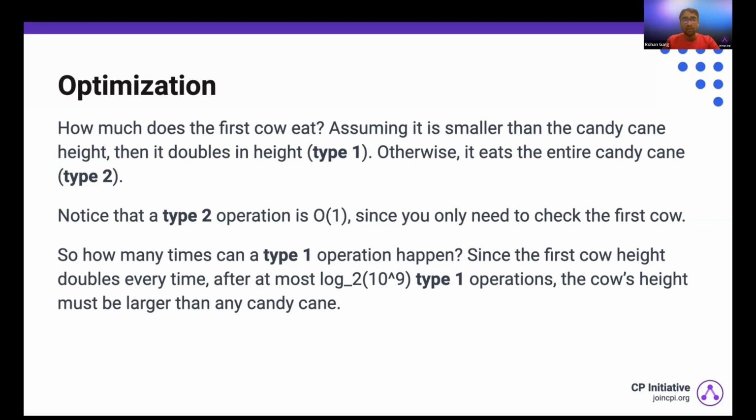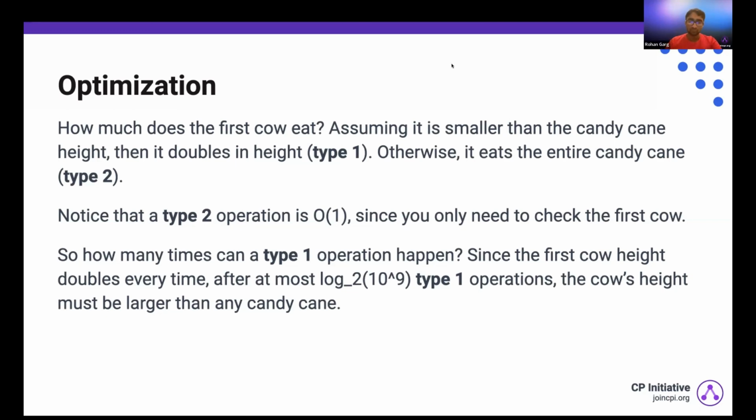So we notice that a type 2 operation is O of 1, which means we only have to process one cow. This is because if the first cow eats the entire candy cane, then we don't need to process any more cows. So for a type 2 operation, we just need to check one cow and we're done. What about type 1 operations? Worst case for type 1, we might have to check all the cows, assuming that the candy cane doesn't run out by the time we reach some number of cows.